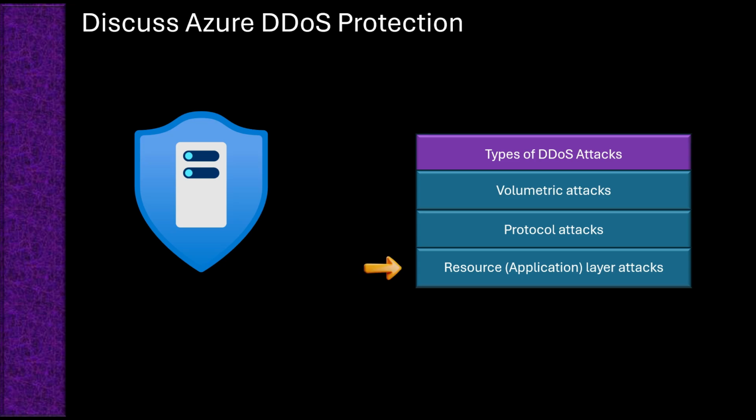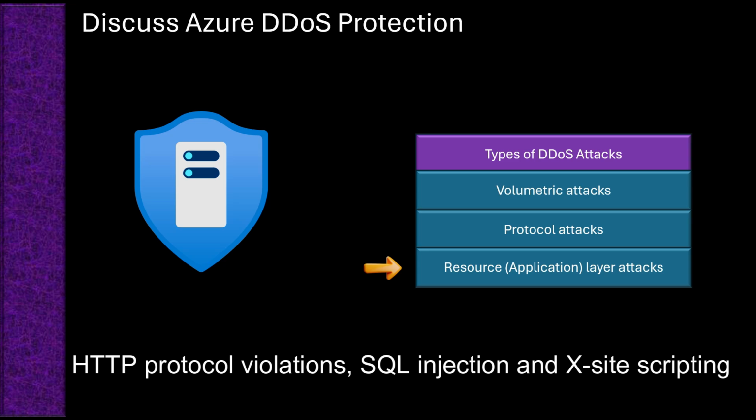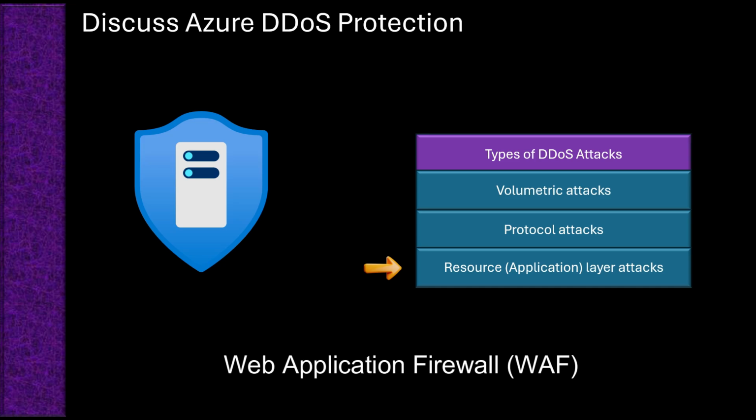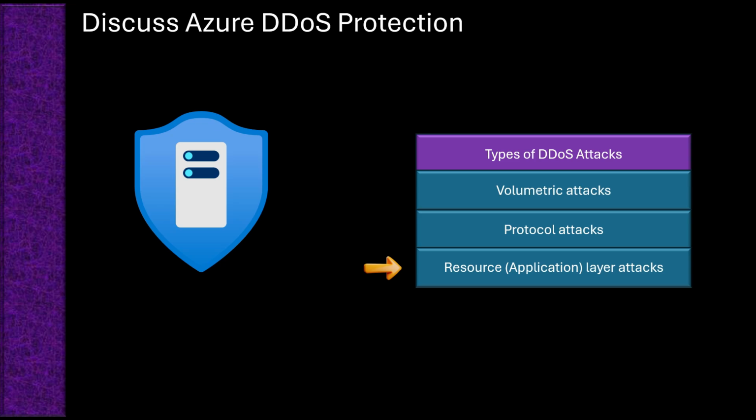Resource layer attacks are more targeted attacks focused on the application layer, which is Layer 7, and aim to disrupt communication between hosts. They often involve techniques like HTTP protocol violations, SQL injection, and cross-site scripting. For this type, Azure DDoS protection can be paired with a web application firewall, such as Azure Application Gateway WAF. The WAF blocks malicious requests and safeguards web applications from these attacks. Azure also offers various third-party WAF options in the Azure Marketplace for added customization.